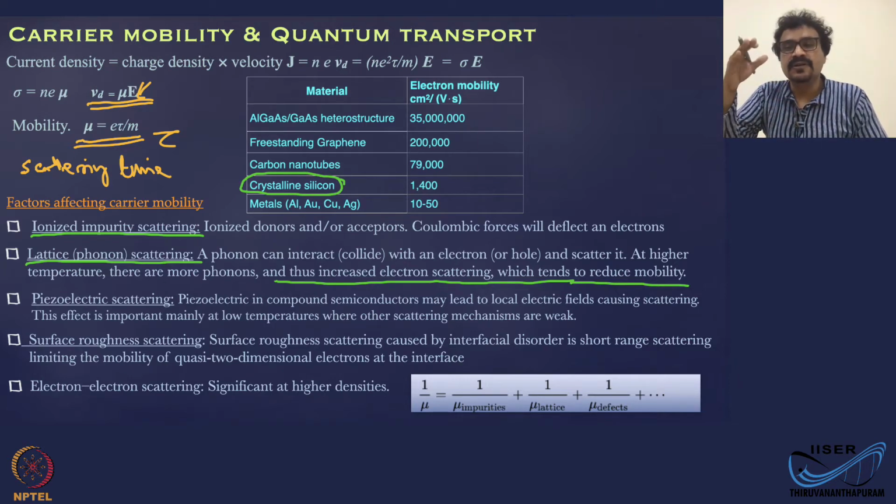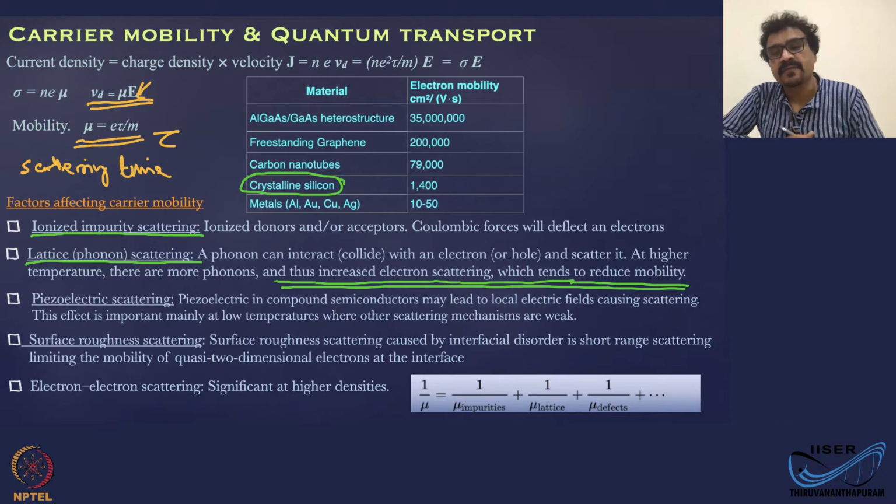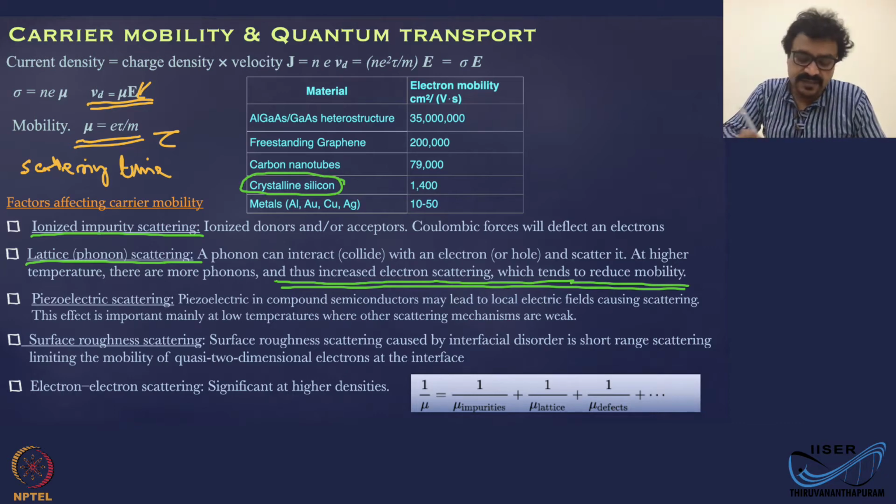If you plot the temperature versus conductivity or resistance, metals will have higher resistance at higher temperature, or lower resistance at lower temperature. That is mostly because of the phonon contribution to the scattering. Because the mobility deteriorates, the conductivity goes down. That is the relation.